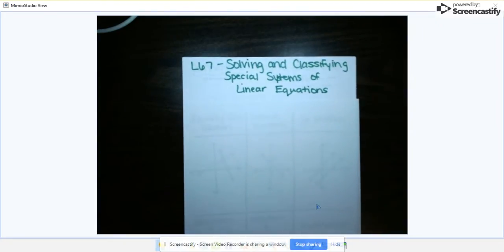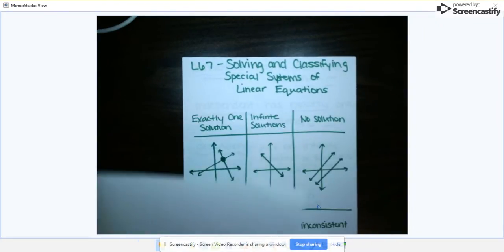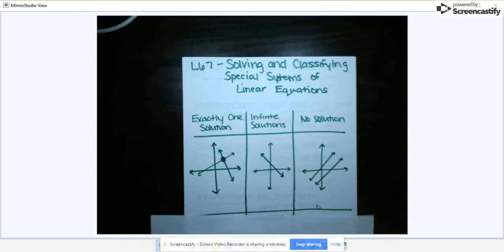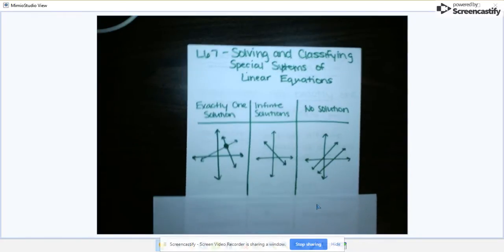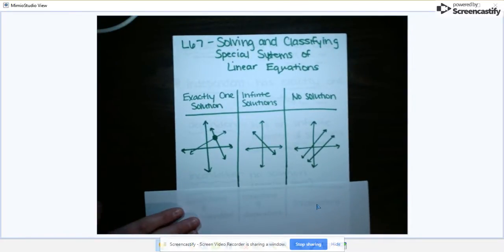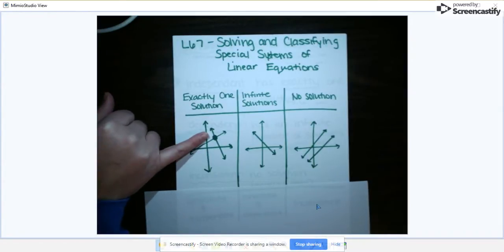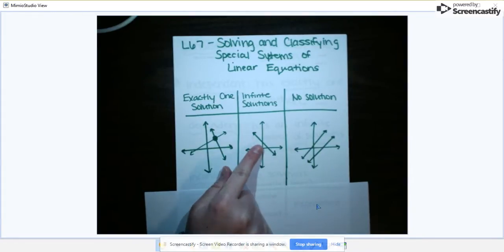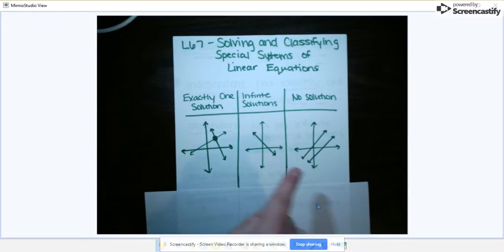All right, so we have three different scenarios, and I'll just give them to you all. When we have our system of equations, we can have exactly one solution where our lines intersect just one time. We can have an infinite number of solutions, which means that both of our lines are the exact same line. Or we could have no solution, which means that our lines are parallel.